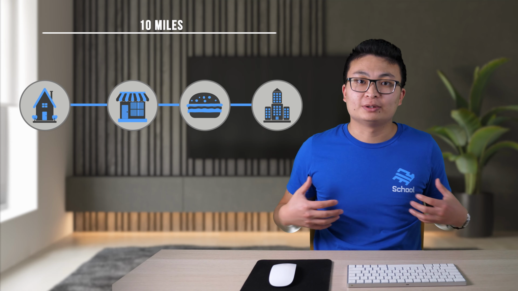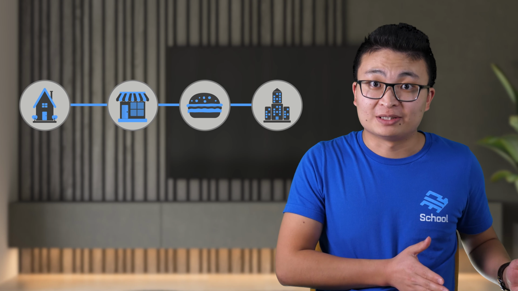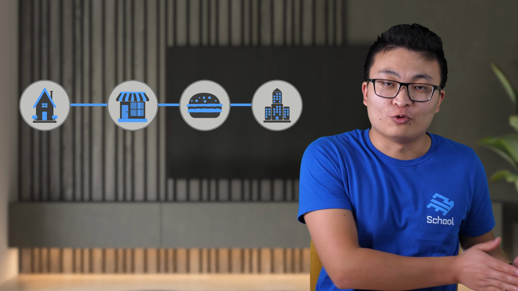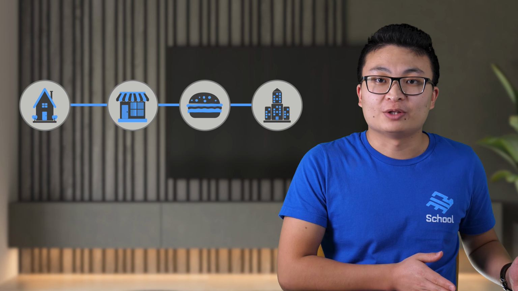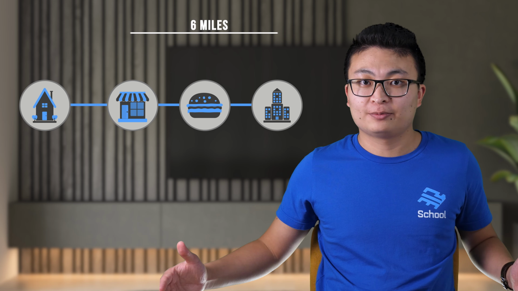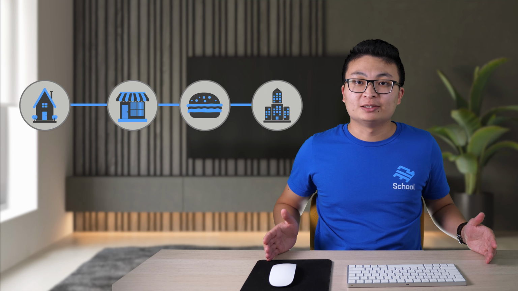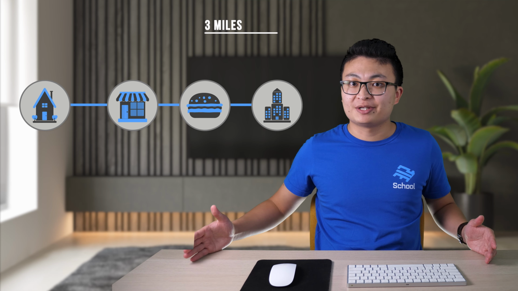Now, how about relative distance? Well, that all depends on where the relative point is. If we use a coffee shop as a relative point, then relative distance will be to home 4 miles backward, to sandwich place 3 miles, to office 6 miles. If we use sandwich place as a relative point, then relative distance will be to home 7 miles backward, to coffee shop 3 miles, and to office 3 miles.